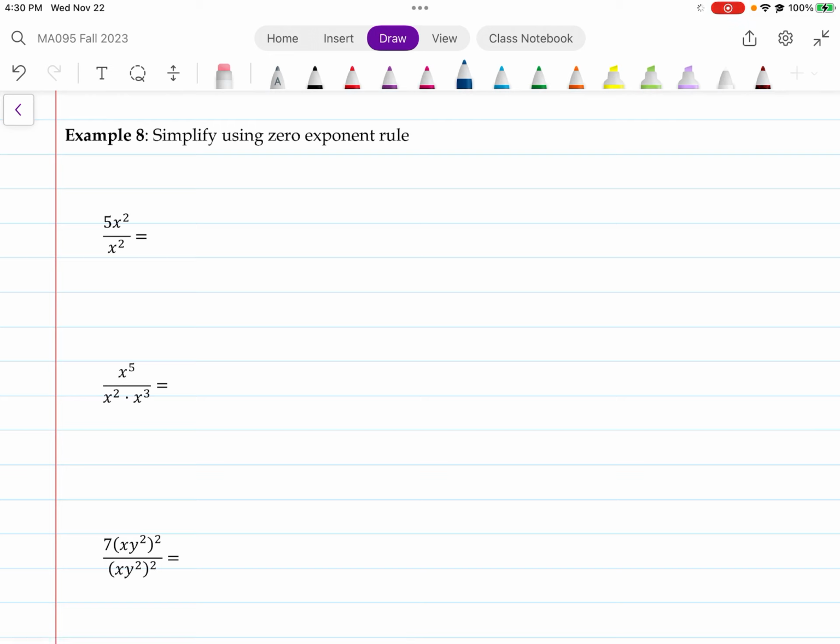Simplify using the 0 exponent rule on all of these. Once you pause it, see what you get. I'm going to take these a long way around, just so you can see the why of everything, even if you're used to just canceling things out. On this one, we've got 5 times x to the 2 minus 2, using the quotient rule. So we get 5 times x to the 0, which is 5 times 1, which is just 5. In the past you may have just said those two cancel, but this is another reason why they cancel.